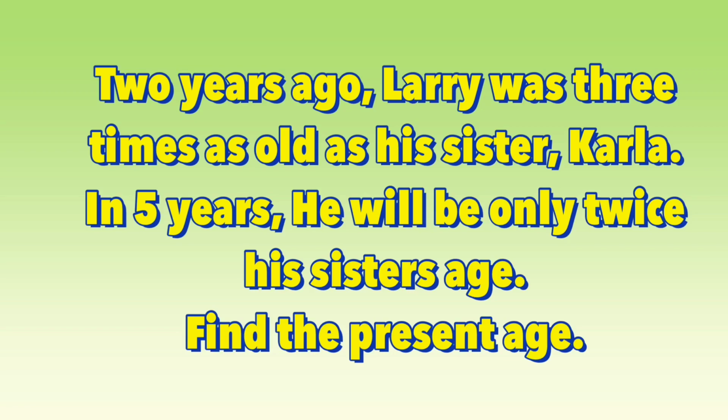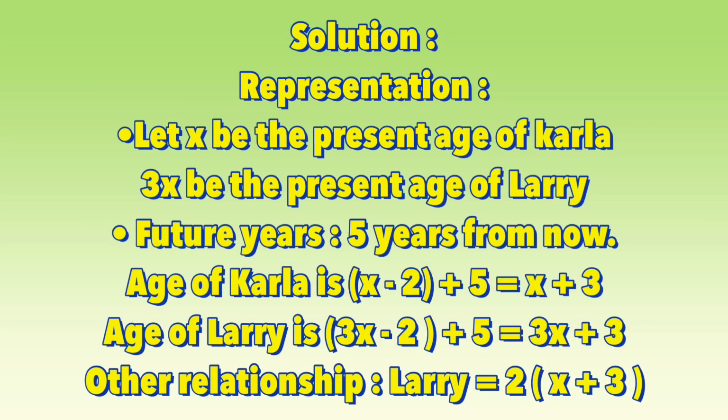We're going to assume that x is the present age of Carla and 3x is the present age of Larry. Okay, and then we have to consider also, as stated in the problem, the past years. The past years stated that 2 years ago. So when we encounter past years, we're going to subtract this from the present age. That's why the age of Carla is x minus 2, and the age of Larry is 3x minus 2.